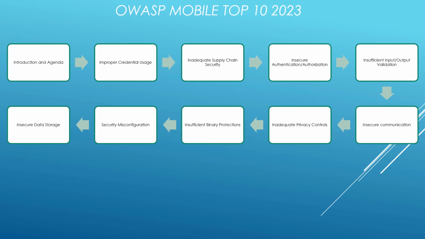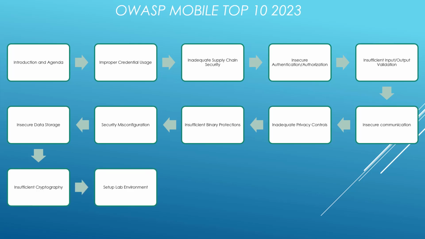Next is insecure data storage. It was present in the older mobile top 10 list of 2016, and now it's present as well. And finally, insufficient cryptography. This was also present in the older mobile top 10 2016 list, and it's present in 2023 as well. So we will go through all the OWASP Mobile Top 10 security vulnerabilities of 2023. This is the final list of security vulnerabilities that are a part of 2023. Only change can be the order of these security vulnerabilities.